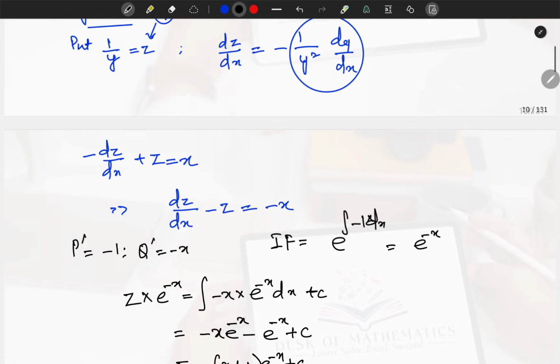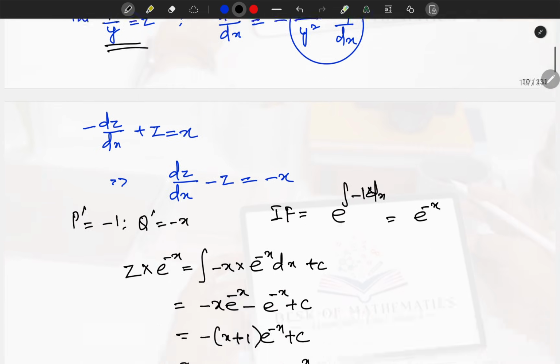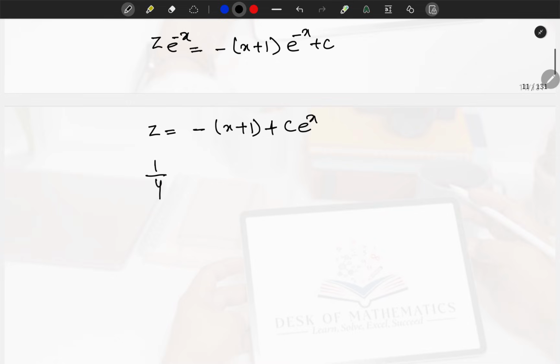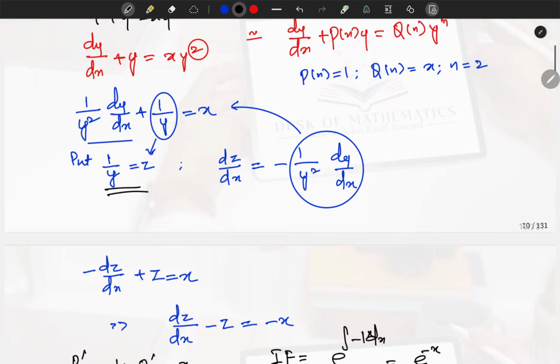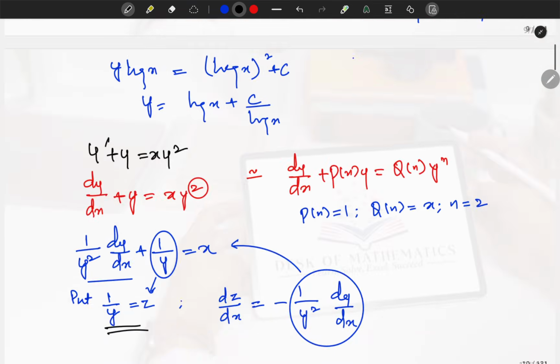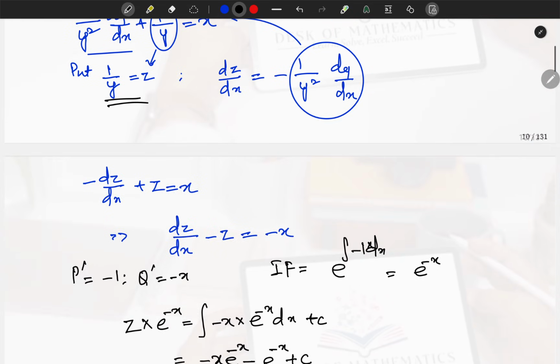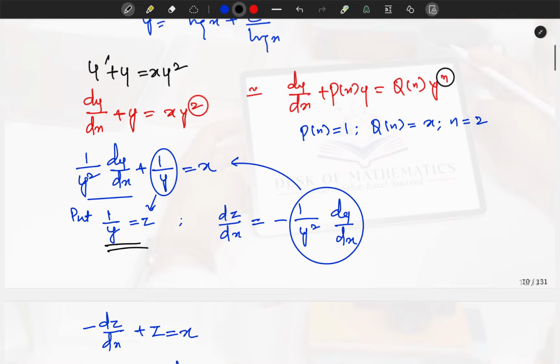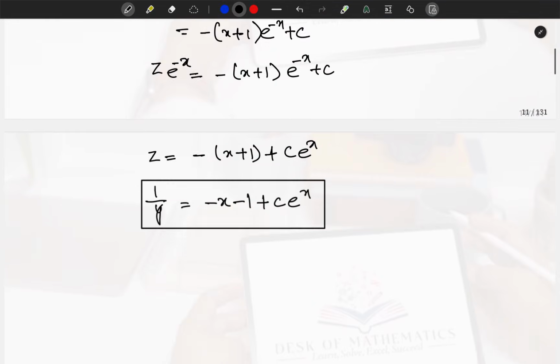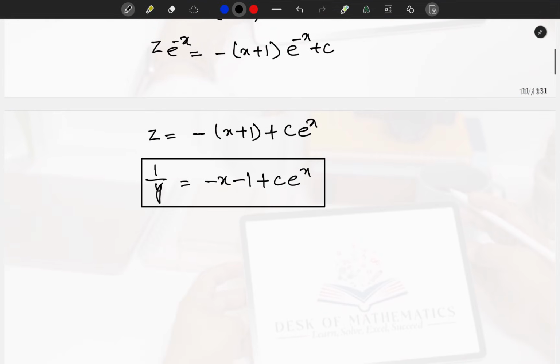So what is our z? You have put z as 1 by y, so 1 by y is equal to minus x minus 1 plus c e raised to the power x, which is the solution. So you have seen that if we have a Bernoulli's differential equation, we divide by y raised to the power n throughout, and then put 1 by y as z, and it will be converted into a linear differential equation, and we can solve it by the same method, that's the Leibniz linear differential equation.